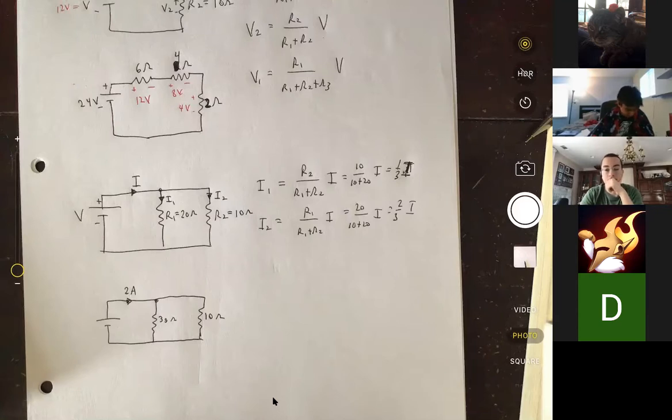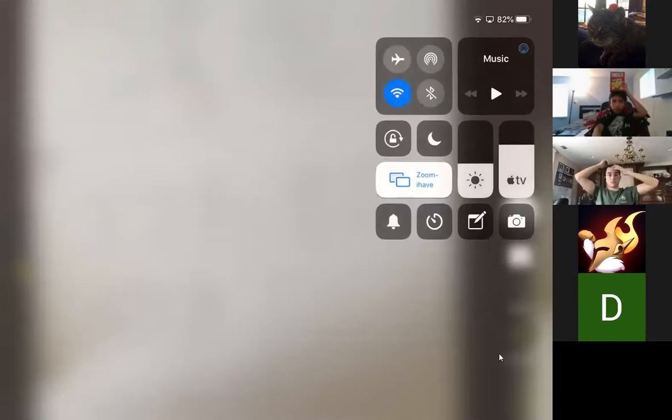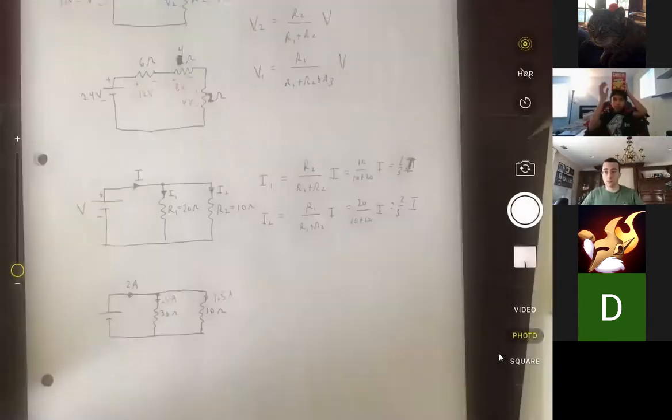Oh, whoops, I lost my screen share. Okay, is that going to do it? Do I have to cancel it? It looks like I lost my screen share for good. But anyway, here, I'll just redo it. Man, this is just madness.